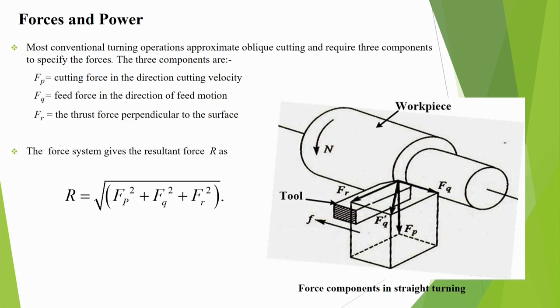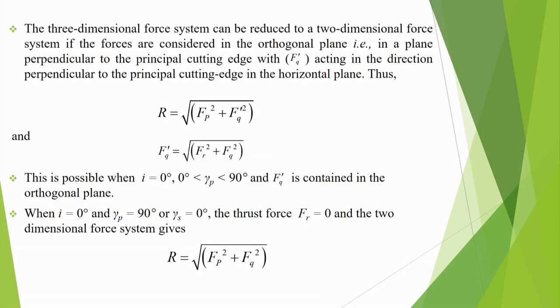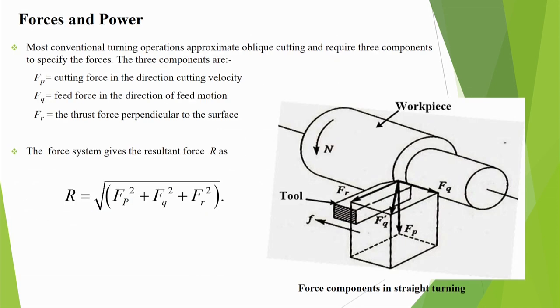Naturally, if we have these three forces, the force system gives the resultant force R is equal to under root Fp square plus Fq square plus Fr square. Okay, so that's what we have obtained. And then the three-dimensional force system can be reduced to a two-dimensional force system if the forces are considered in the orthogonal plane, that is in a plane perpendicular to the principal cutting edge, with Fq prime acting in the direction perpendicular to the principal cutting edge in the horizontal plane.